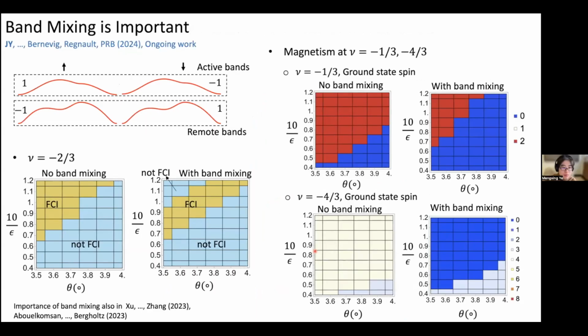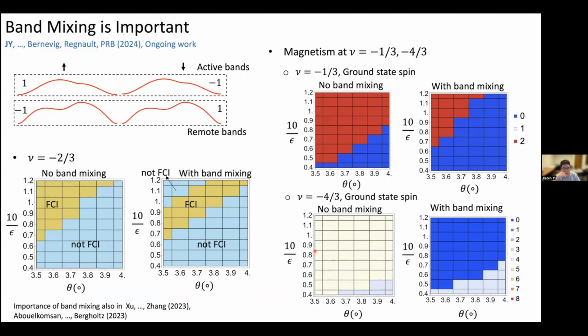I wonder if this optimization, including this band mixing, has anything to do with the flat quantum geometry that was discussed to stabilize fractional Chern insulators. So is there any connection?